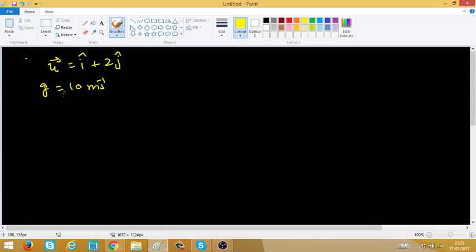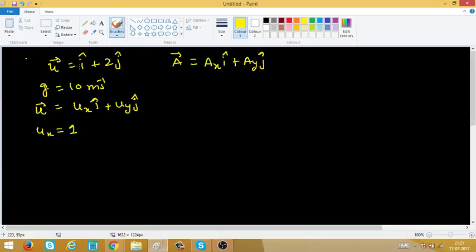Now, what we need to understand is that u is equal to ux i plus uy j. This is the standard form of an orthogonal unit vector form. You will remember we discussing this, ax i plus ay j. Similarly, u is equal to ux i plus uy j. So if I compare this, I get ux is equal to 1, because you don't have any number over here. So ux is 1, which is equal to u cos theta, because ux is equal to u cos theta.